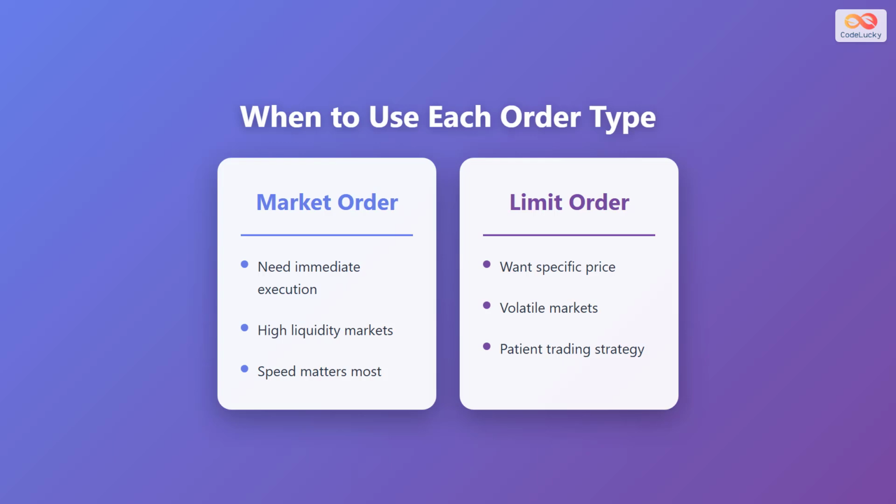So when should you use each order type? Use market orders when you need immediate execution, such as when you want to quickly enter or exit a position. They work best in high liquidity markets where there are plenty of buyers and sellers, and when speed matters more than getting a specific price. Use limit orders when you want to buy or sell at a specific price point. They're particularly useful in volatile markets where prices can swing rapidly, and you want to ensure you don't overpay or undersell. Limit orders also suit patient trading strategies where you're willing to wait for your target price.